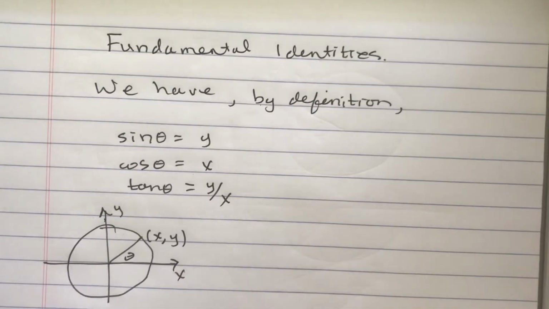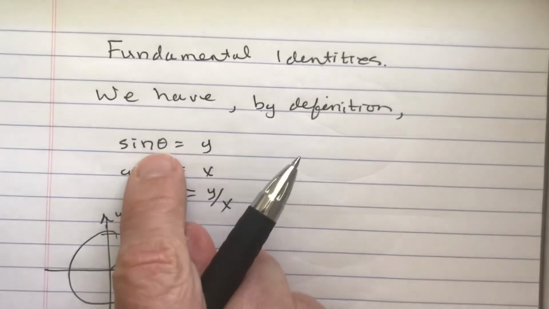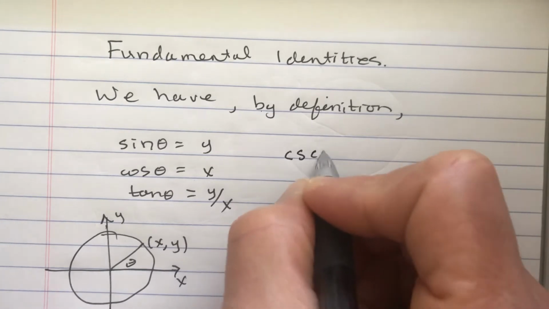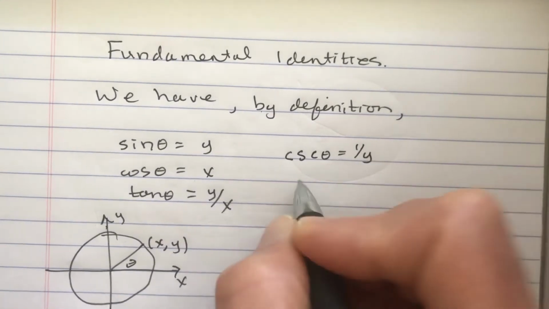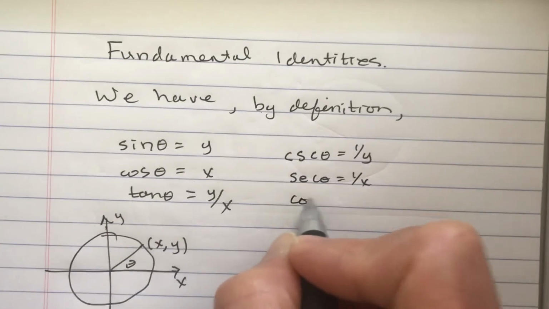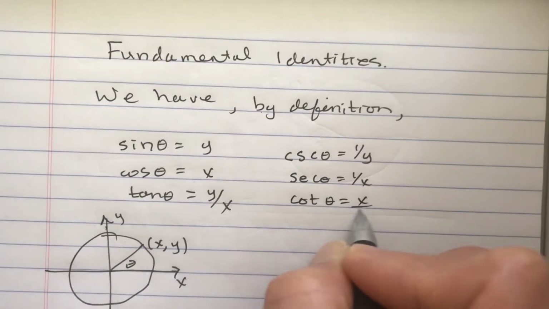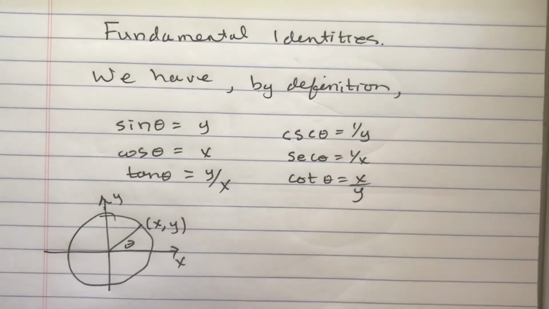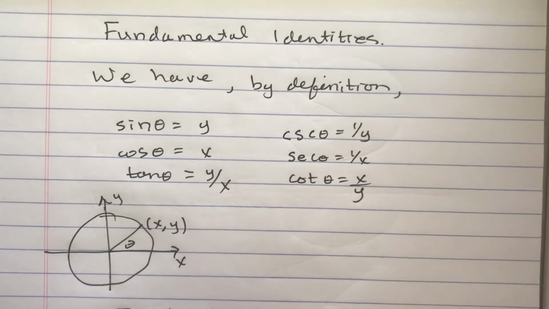Okay, that's by definition. Now, cosecant theta is 1 over y, secant theta is 1 over x, and cotangent theta is x over y. So, I mean, there's a lot of memory involved with math, obviously. So you have to remember those things. But these lead to certain identities.